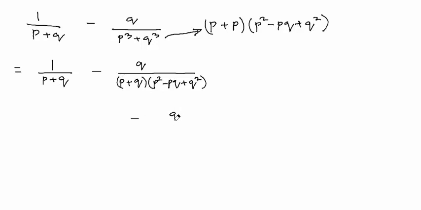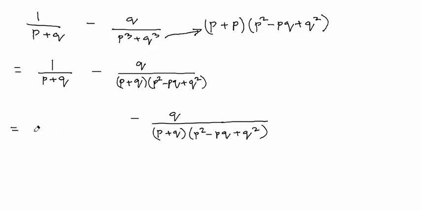Well, there's no change in the second part. So this part remains as q over p plus q times p square minus pq plus q square. It's already on the LCM. The denominator is already the LCM of the two denominators. So we don't change this denominator.